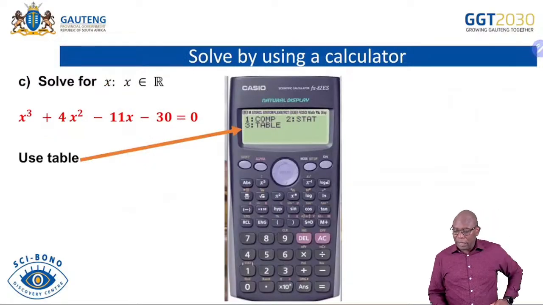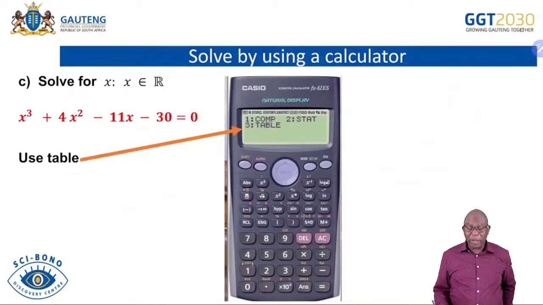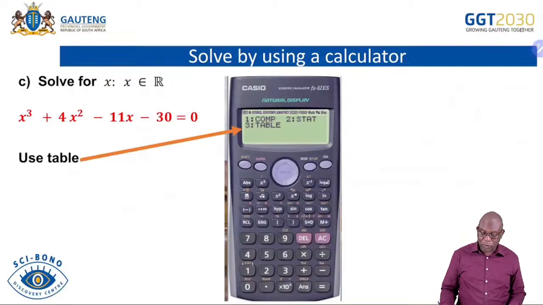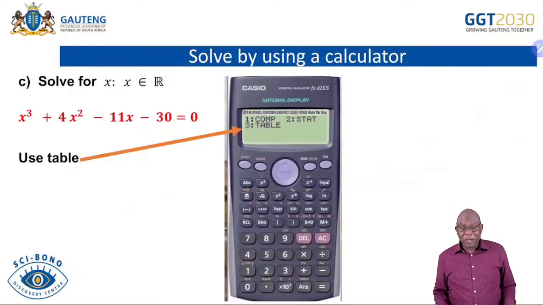Now, there's another one where you need to use a calculator. I know you love your calculators. I've just put the display on the calculator. If you've got a Casio calculator, you can just do it with me. Now solve for x where x is an element of all real numbers.